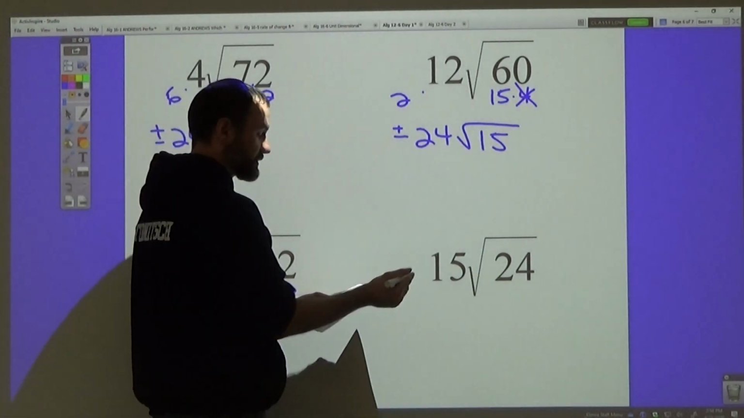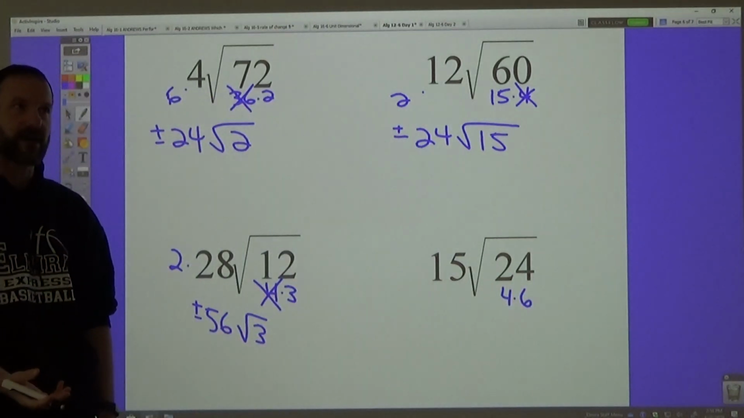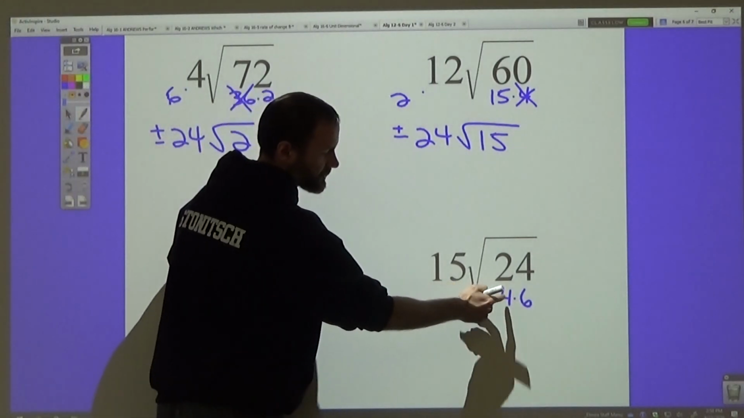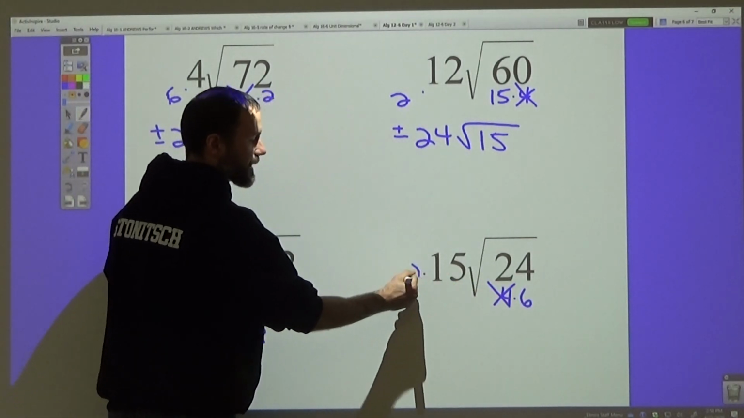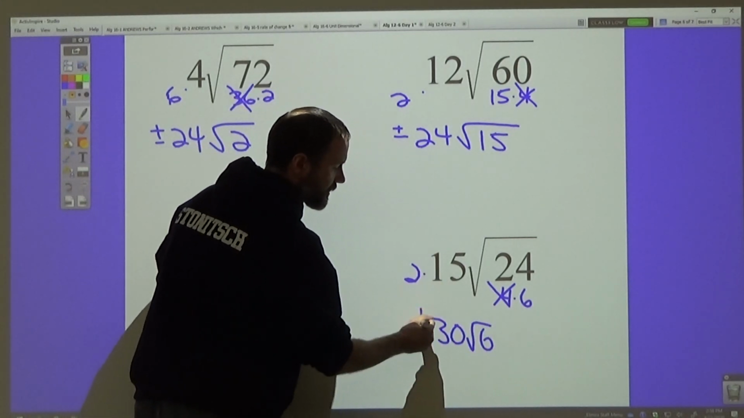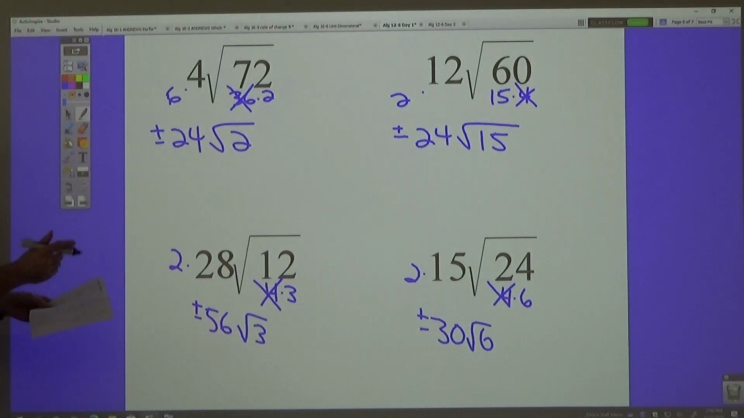24, what times what is 24? Well, 4 times 6 is 24. Yes, you could do 8 times 3 and break down the 8 even farther, but I want to go right to the perfect squares. Cross off the 4, bring out the 2. 2 times 15 is 30, so we end up with 30 radical 6, plus or minus 30 radical 6.